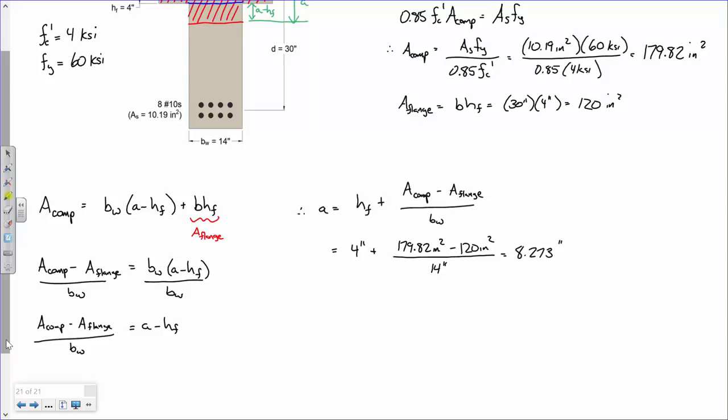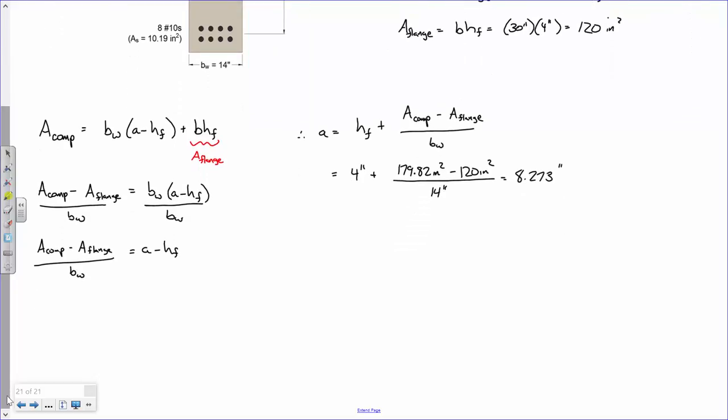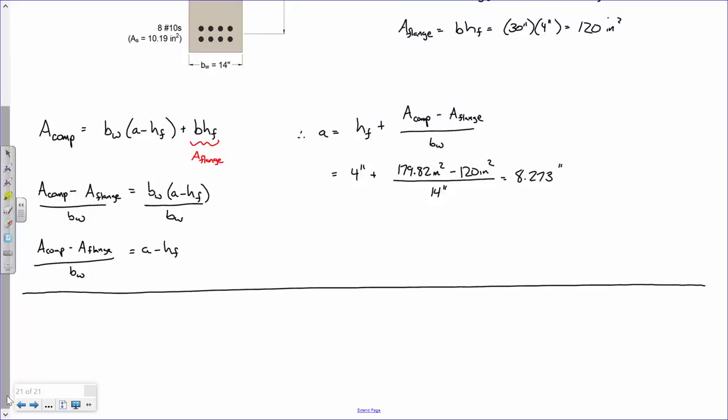All right. Any questions? Now, before we go ahead and compute MN, I'm going to go off here on the side and determine phi. Because that isn't any different. Phi is still based on the strain level in the steel. As long as the strain in the steel is greater than 0.005, then phi is 0.9. Because we've got a dimension for A, we can calculate C and the strain. We can do that quite easily because that doesn't change.